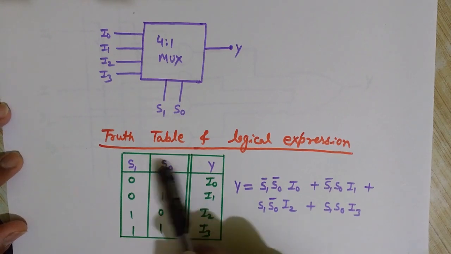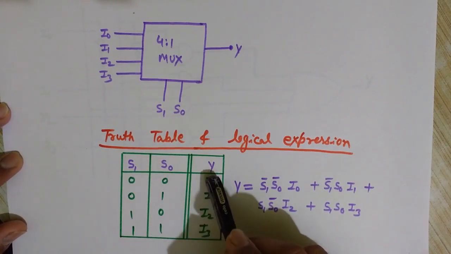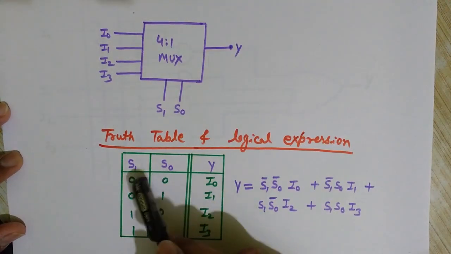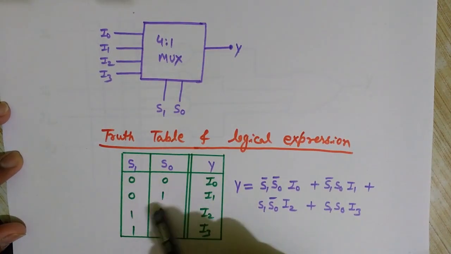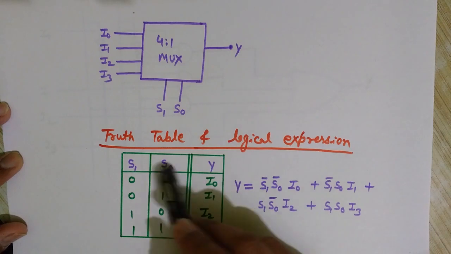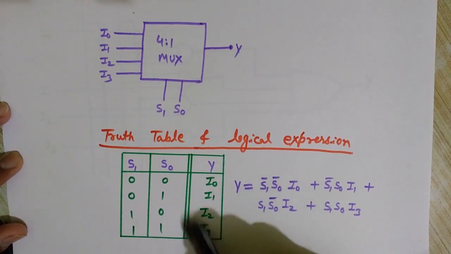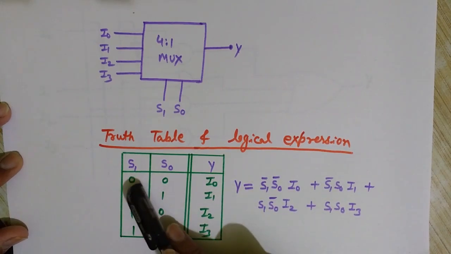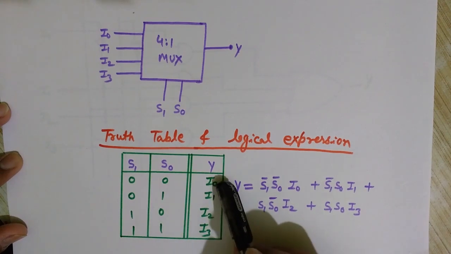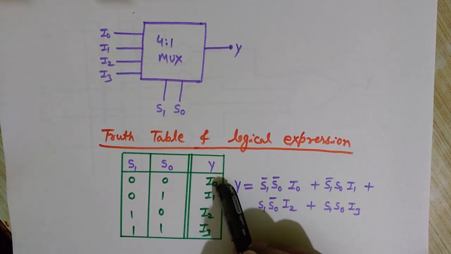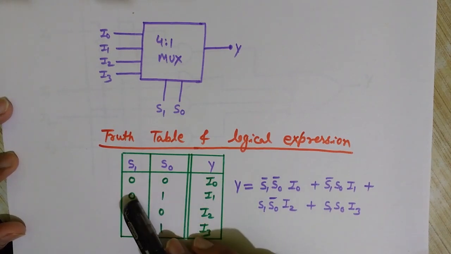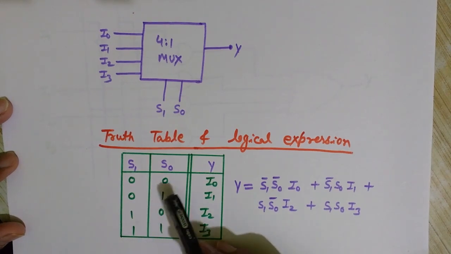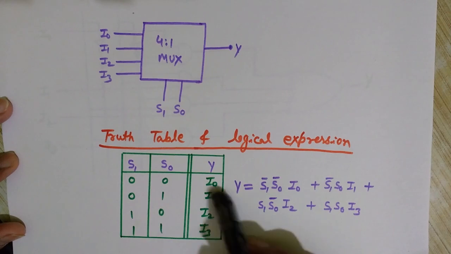So you see S0 and S1, these are the control inputs, and Y is the output. These two can have 4 combinations, 00, 01, 10 and 11, and with these 4 combinations we decide which input will go towards the output side. This is very simple. When both are 0, then Y will be equal to I0, or you can say the I0 input will appear on the output side, and when S1 is 0 and S0 is 1, then I1 will be the output, and so on. Okay, you can see this.